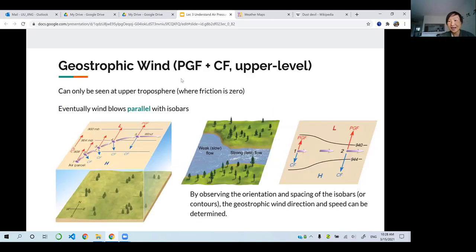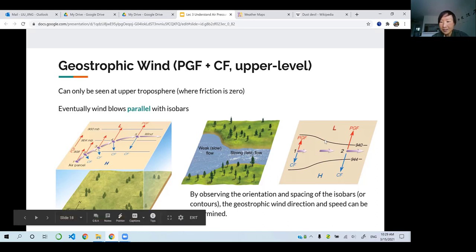Okay, so if you just have the PGF and CF, no friction, that happens at the upper level, right? In this free atmosphere, you will have this wind called geostrophic wind, okay? So you can see PGF is always 90 degrees to isobars. And in the northern hemisphere, your CF is 90 degrees to your wind direction. See, 90 degrees to this purple arrow, and this purple arrow, and this purple arrow. It also changes, okay? Because of those two forces, at the end of the day, your geostrophic wind blows parallel to the isobars, okay? So you can see you're turning, and you're parallel to the isobars.